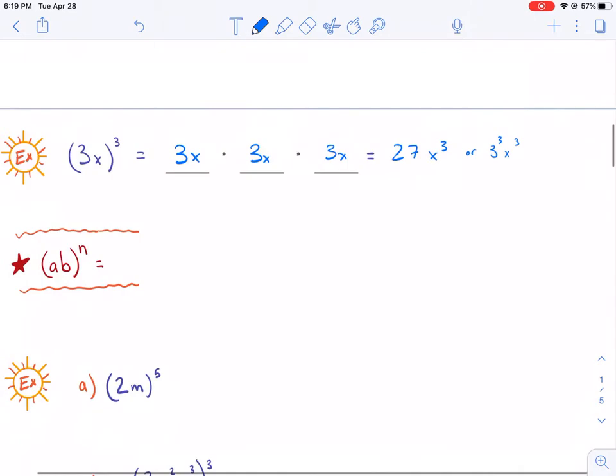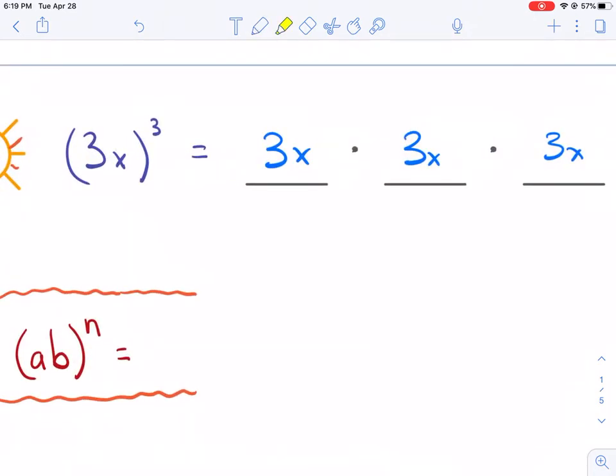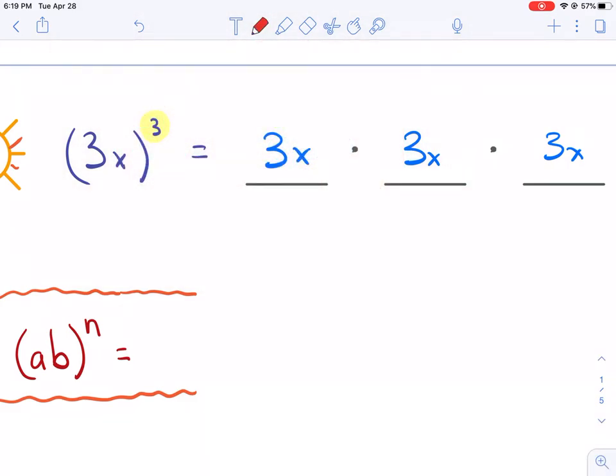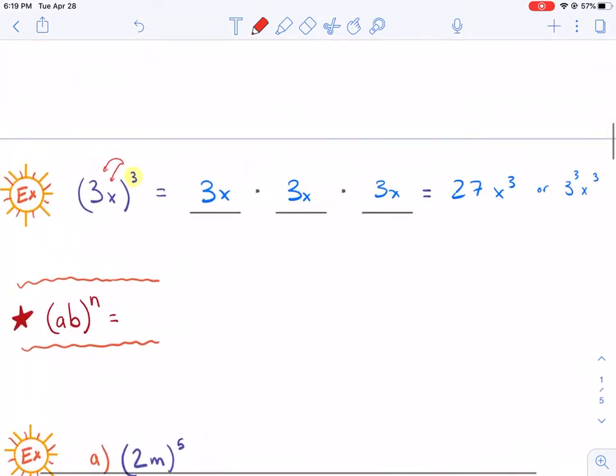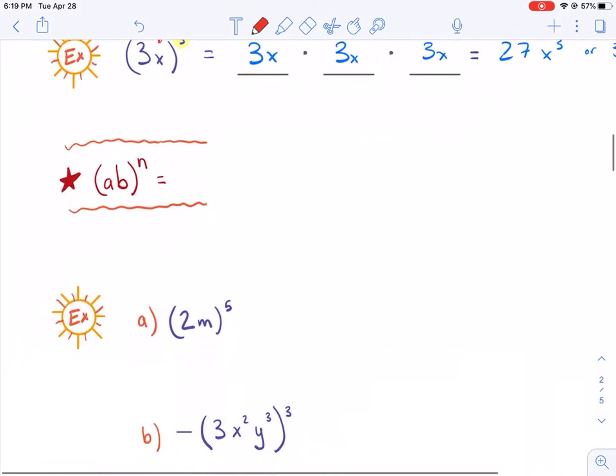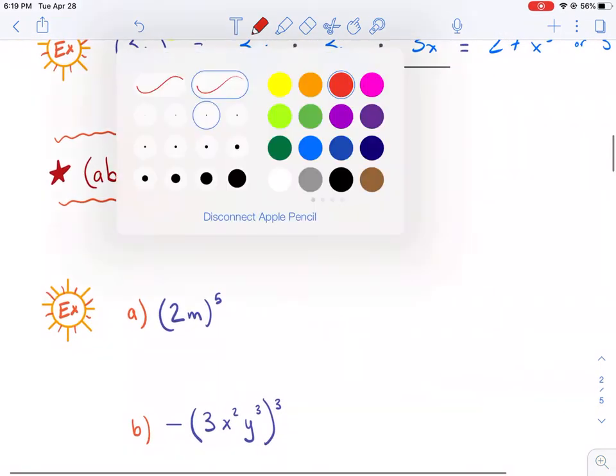So anytime you have an exponent outside parentheses with multiple terms being multiplied inside, like coefficients, you're going to apply this to each one of those coefficients inside, each variable, each number, whatever it is being multiplied, okay? Very important. Now we have this scenario. This is what I just demonstrated.